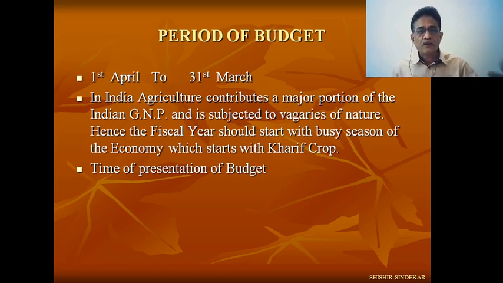Agriculture depends on the vagaries of nature, so the monsoon. Prior to the start of the Kharif season, the busy season of the economy, the farmer must get an idea of how he is going to spend, how he is going to earn, or how the government will help him. So for that reason, the period was specifically placed from 1st April to 31st March. This has been the tradition from 1947 till this date.